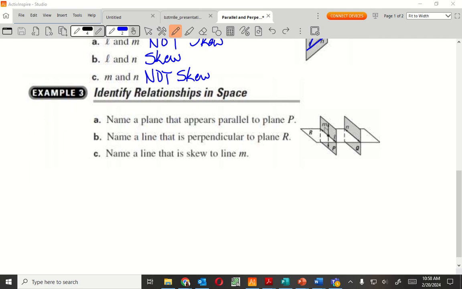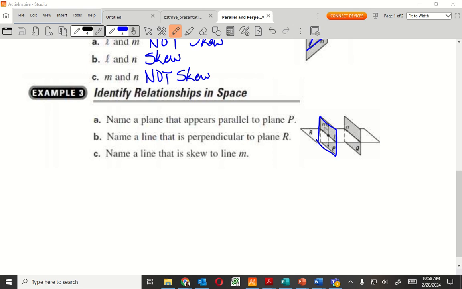So for this next one, identify relationships in space. Name a plane that appears parallel to plane P. We have plane P right here. What plane looks like it is parallel to P? R. Is it R? R is going sideways. It looks like R is cutting through it, isn't it? So that's not going to be parallel.